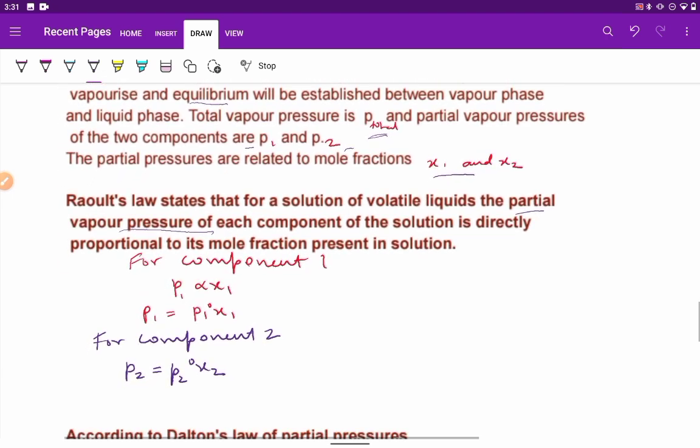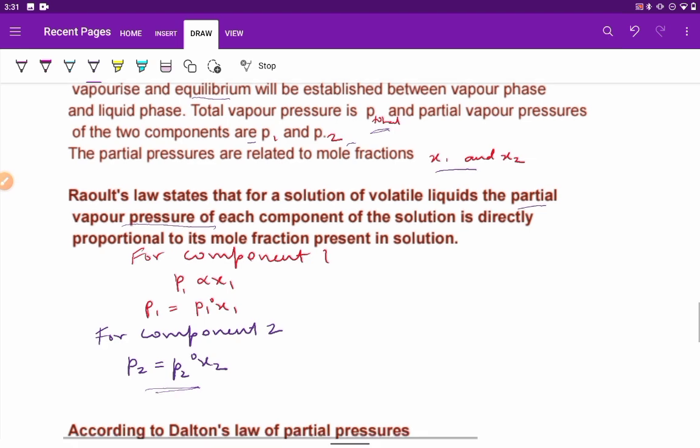Now see, for component 1, we represent the partial vapor pressure as P1 and the mole fraction as x1. So P1 is directly proportional to x1. To remove the proportionality sign, we can write P1 is equal to P1 naught x1. Similarly, for component 2, P2 will be equal to P2 naught x2.